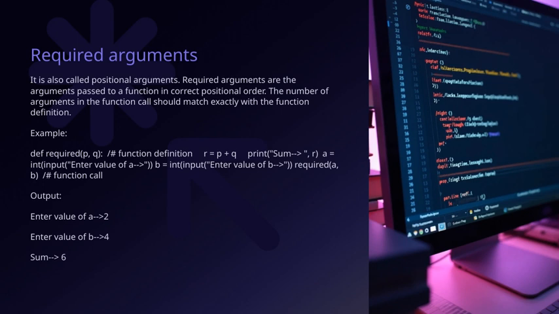If you mismatch the order, the wrong values could be assigned, leading to errors or unexpected results. This concept ties into the overall theme of understanding how functions work and how to pass data properly. Proper use of positional arguments makes your code more predictable and reliable, especially when working with multiple inputs.